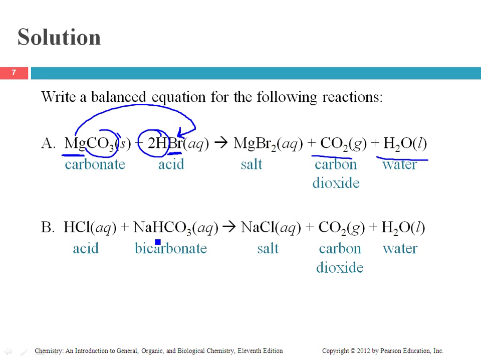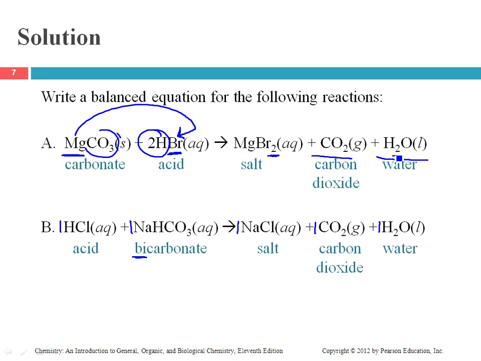So it's kind of a trend here. We don't have to balance; all of our coefficients are 1 to 1, so it's a 1 to 1 to 1 to 1 whenever we have this bicarbonate. Okay, up here we had to place a 2 in front of our HBr because we have 2 bromines here as well as 2 hydrogens.